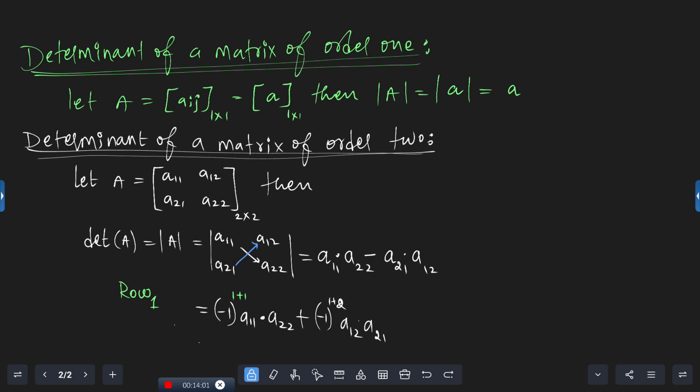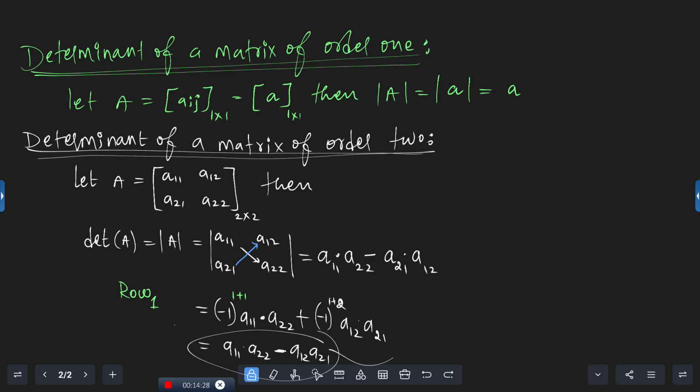After simplifying this, minus 1 whole power 1 plus 1, 2. 2 means an even number, so with minus 1 whole power an even number, it is positive. So that positive A11 into A22 you will be getting. Here 1 plus 2, 3. Minus 1 whole power 3 means odd. When we have an odd power, you will be getting negative only. So that negative A12 and A21.